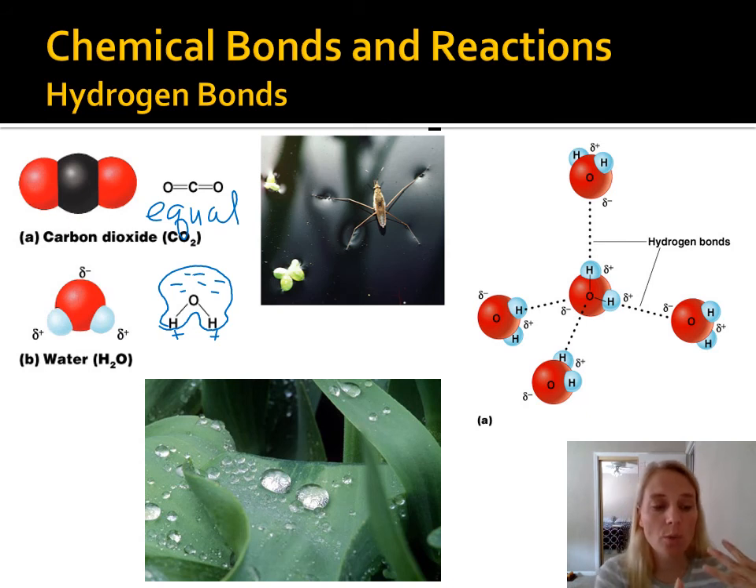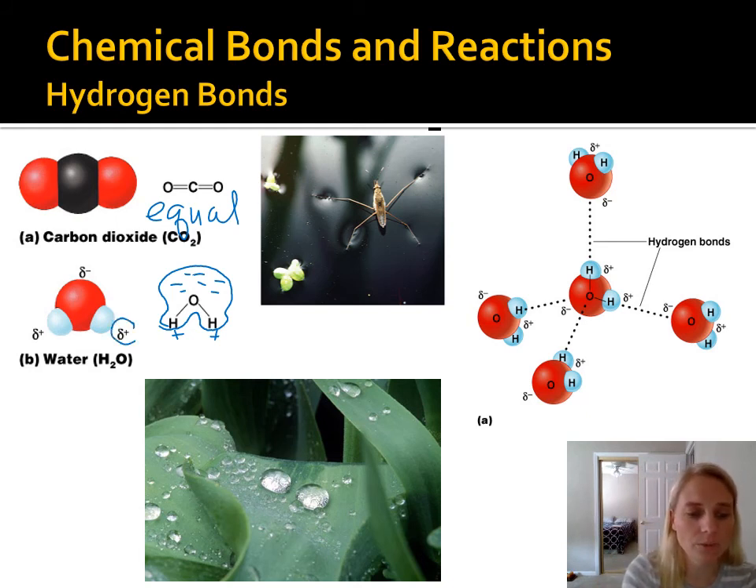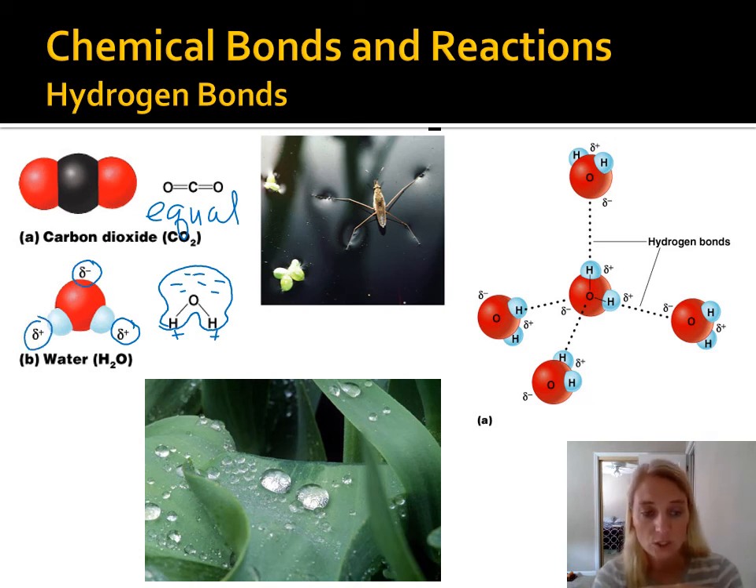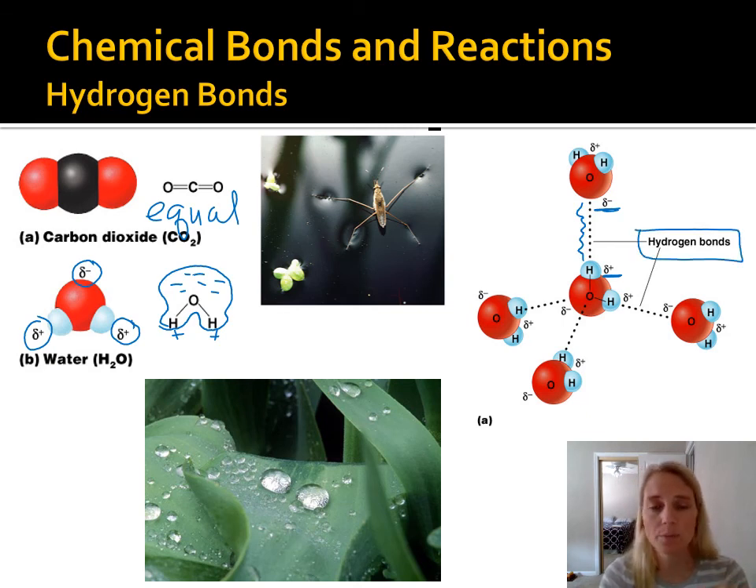So what we end up with is a molecule that has one side that's a little bit more negative and one side that's a little bit more positive. And that's what these symbols mean. Partial positive and partial negative charges. So when you get some water molecules next to each other and you have the partial negative charge of the oxygen of the molecule here and a partial positive of the hydrogen here, there's a little bit of an attraction between that. And this is what we call a hydrogen bond. It's just the attraction of those partial charges between a partially positive hydrogen side and a partially negative oxygen side.